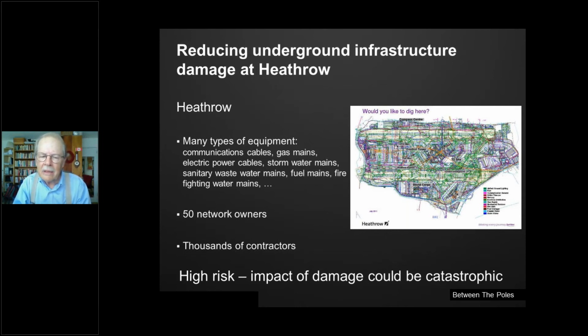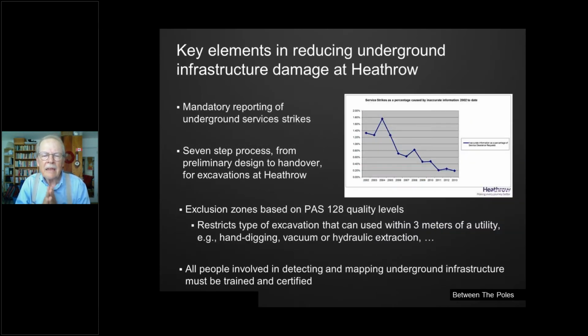If you hit something serious like a gas or a fuel line, you can imagine with the number of planes and passengers that are there at any given time, that would have a very high impact. And these are some of the reasons why they have been able to do this. The graph shows you that they have been bringing down the number of incidents of underground damage over the years since about 2002. As I mentioned before, reporting underground services strikes are mandatory.